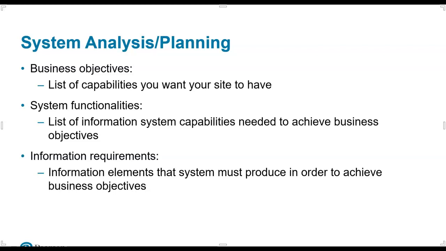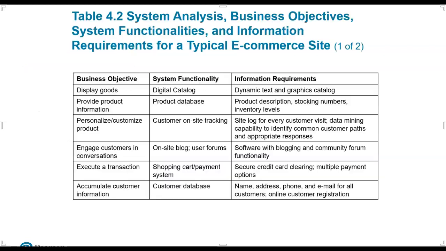So my system functionalities, I would have to have a way for people to, number one, design the bass guitar of their dreams, get a price for it, and be able to order it and have them pay for it. So some way of processing payment. The information requirements I would need, I'd need pictures of my available guitars. I'd need price structures. I'd need specifications and information about those bass guitars. And those are all things that go into the process.